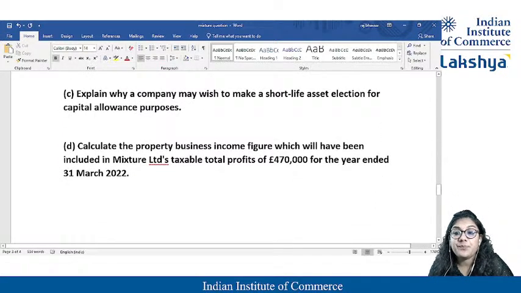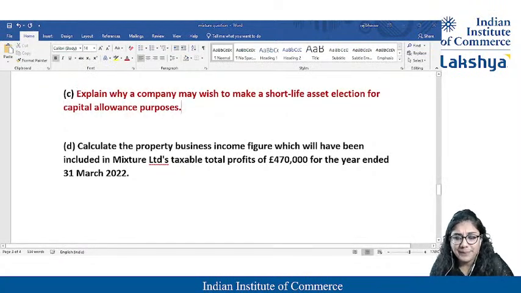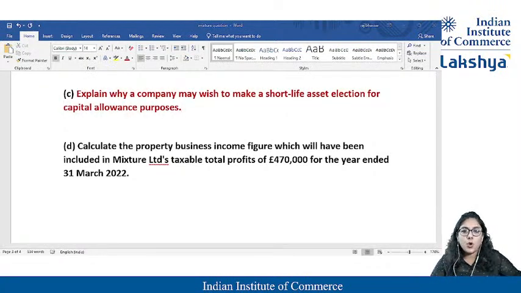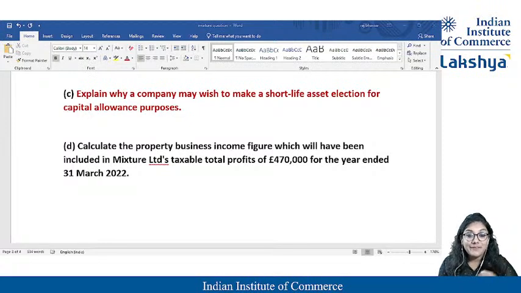Third question: explain why the company may wish to make a short life asset election for capital allowances. Students, what is short life capital allowances? Is there any concept of short life in our syllabus? Just give me a minute, I will check it further. We know there are 2 types of general question which may come in the paper. There are some machinery which I am using for my private use. There could be some assets which have a short life.